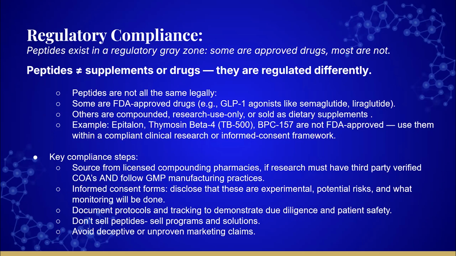But whatever you do, you want to be as compliant as you can. Source from licensed compounding pharmacies. If research, you must have third-party verified COAs and follow GMP manufacturing practices. Use informed consents, right? Disclose that these are experimental, the potential risks, and what monitoring will be done.